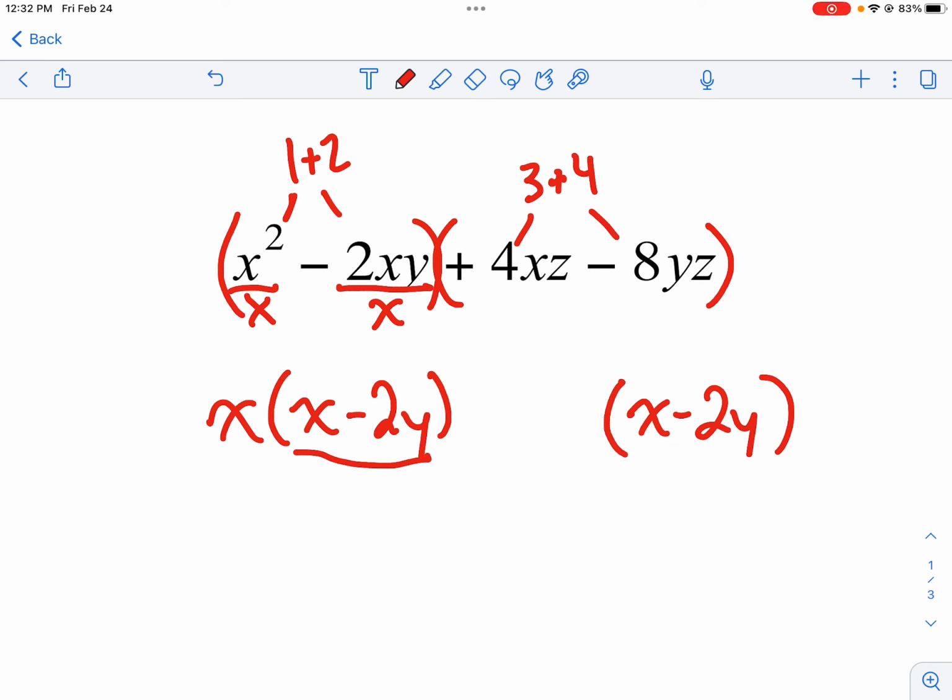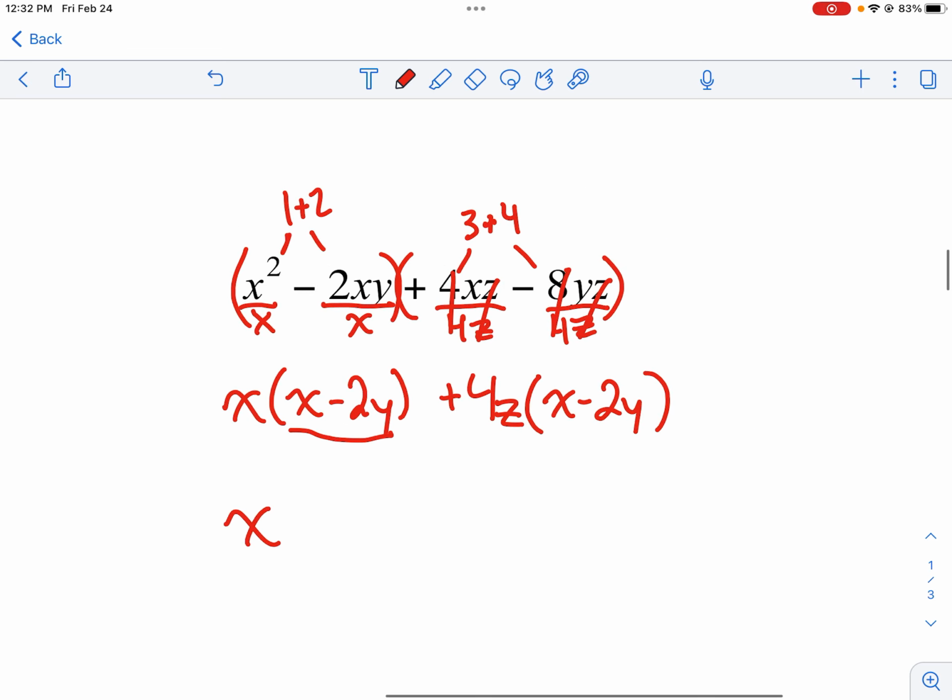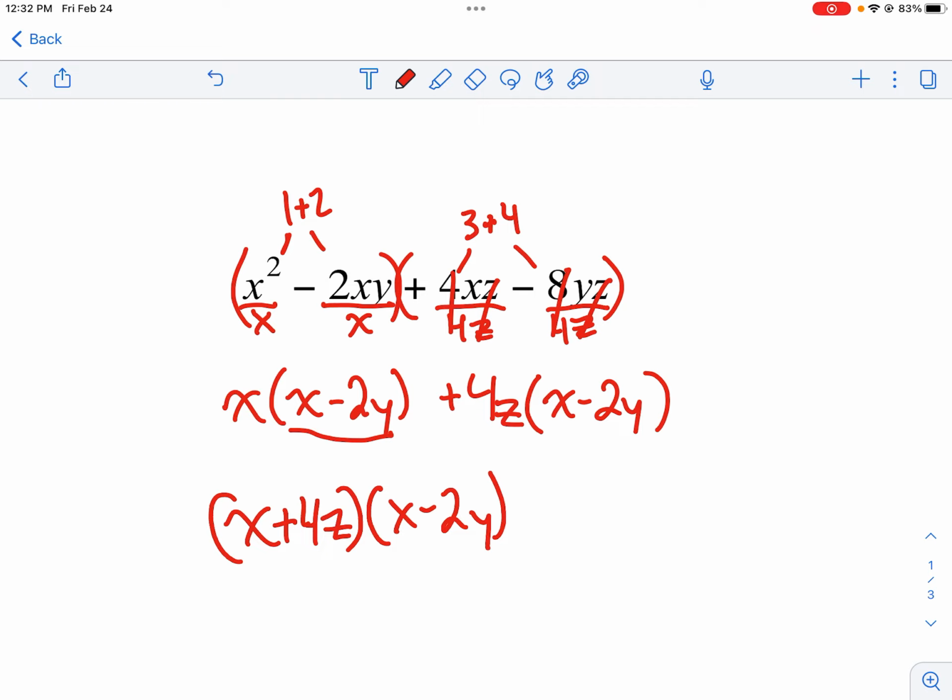So how do I get from this to this? What common factor do I have to take out? If I take out a positive 4z, that would be my common factor right here. I have a z in both, and I have a factor of 4 in both. So I'm able to solve that, so that my answer would then be x plus 4z and x minus 2y. Okay.